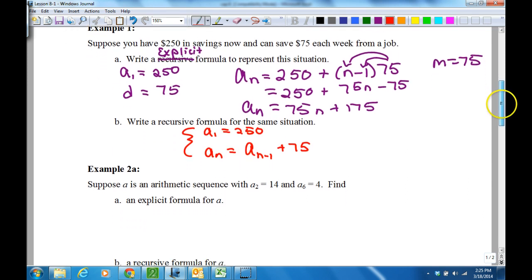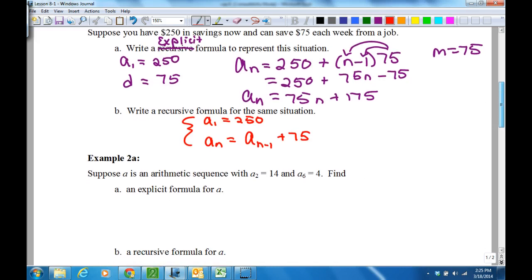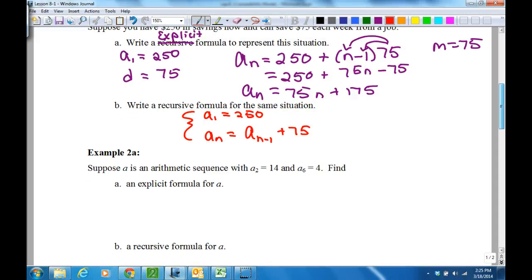Wait, is that the answer? That's the answer. The bracket? Is there another bracket? Nope, that's it.